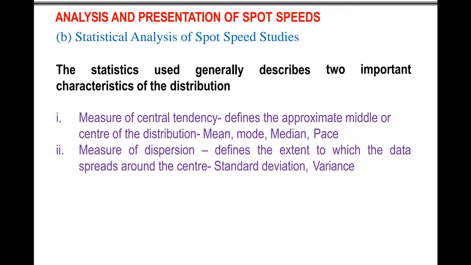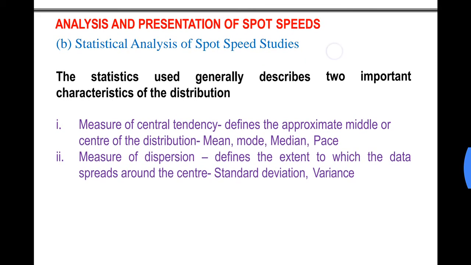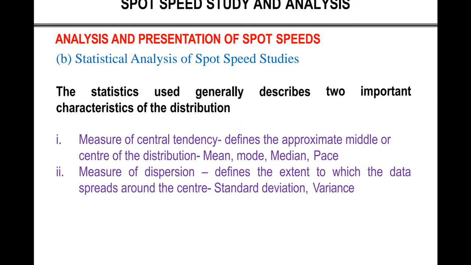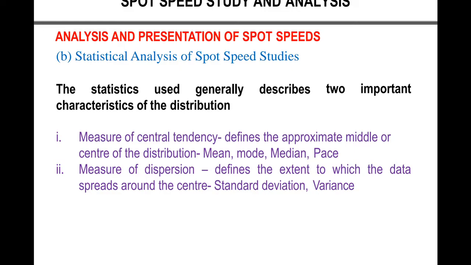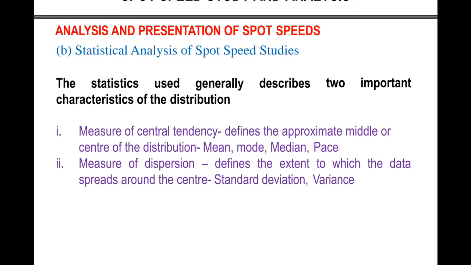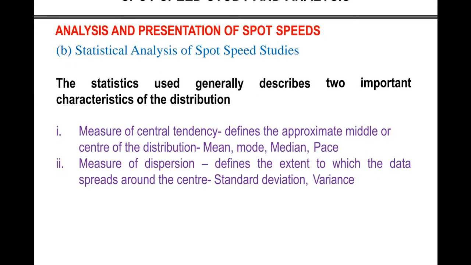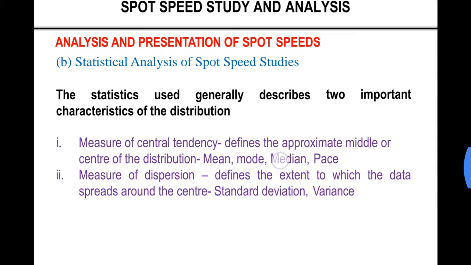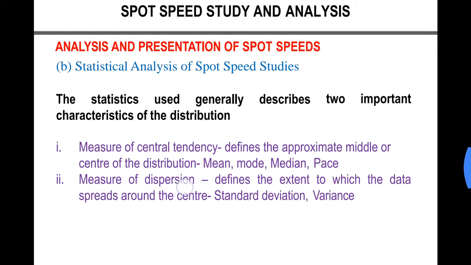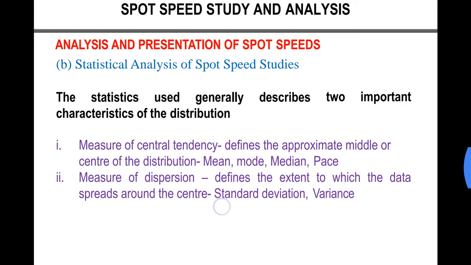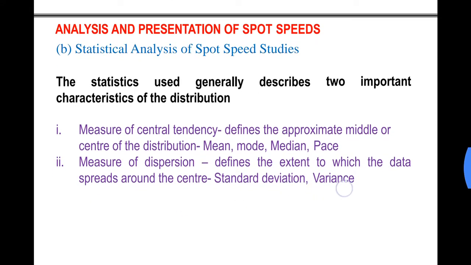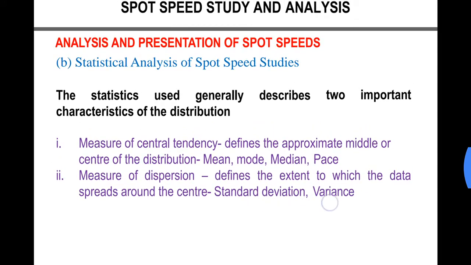Now the second type of presentation is using statistical analysis of spot speed studies. The statistics used generally describe two important characteristics of the distribution: measures of central tendency, which define the approximate middle or center of the distribution, namely mean, mode, median, and pace; and measures of dispersion, which define the extent to which the data spreads around the center, using standard deviation and variance.